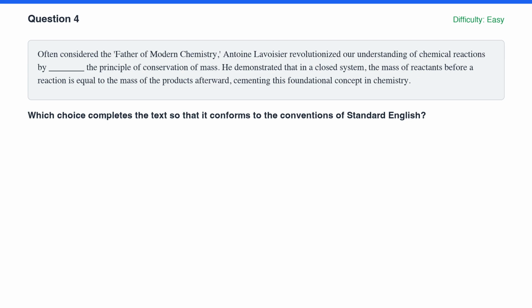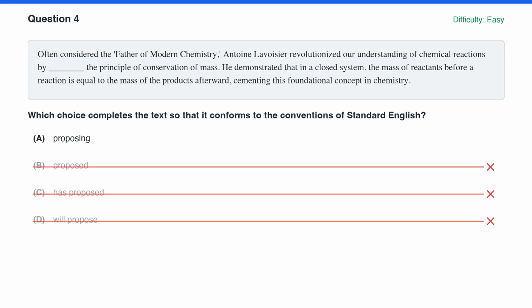Each choice offers a different form of propose: the present participle proposing, the simple past proposed, the present perfect has proposed, and the future will propose. The blank follows the preposition by, which is the key structural clue here. Choice B, proposed, fails because a finite past tense verb cannot follow the preposition by in this structure.